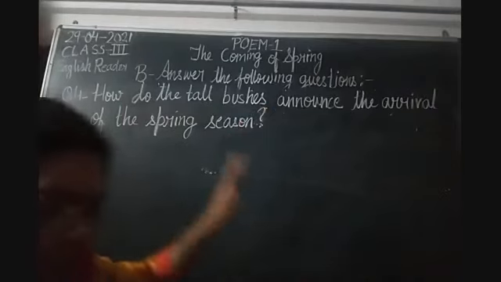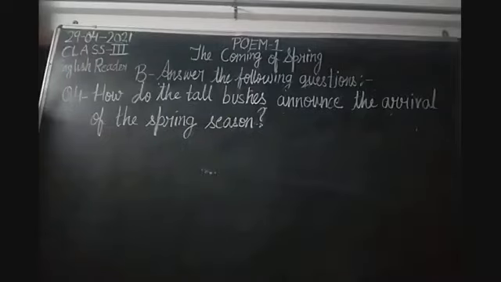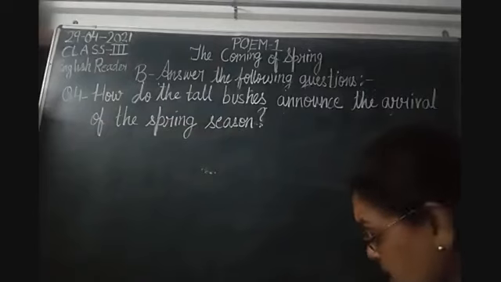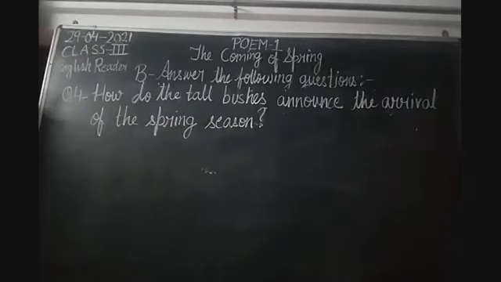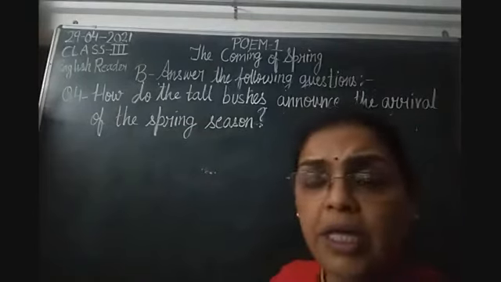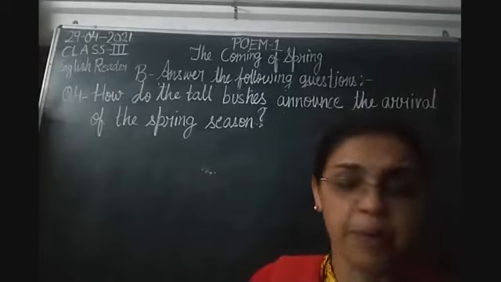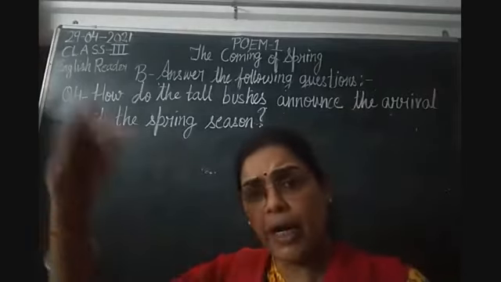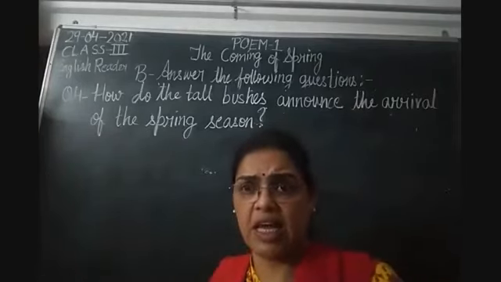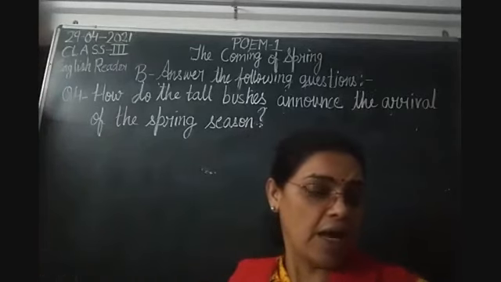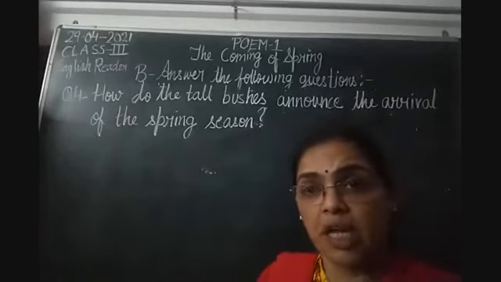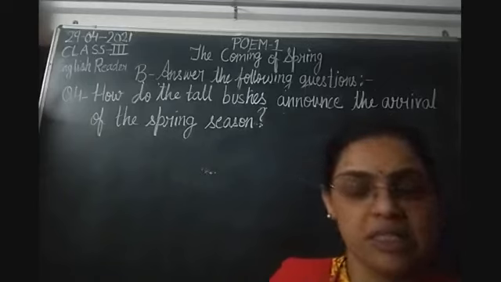जो लंबी लंबी bushes हैं, bushes जानते हो ना, झाड़ियों को बोलते हैं, वो कैसे अनाउंस करती हैं कि स्प्रिंग सीजन आ गया है? वो क्या करती हैं? सो हमने क्या पढ़ा है पोयम में? दे स्प्रेड आउट, वो बड़ी होने लगती हैं, फैलने लगती हैं, दे स्टार्ट ग्रोइंग, है ना, and they grow and announce that spring season is there.